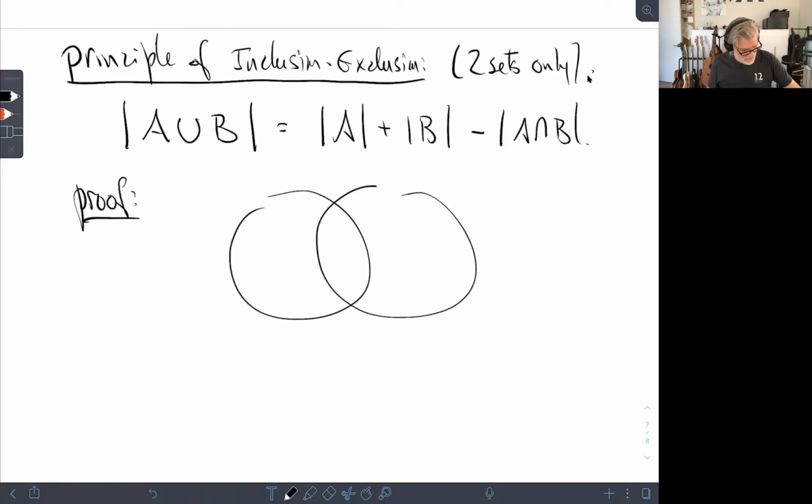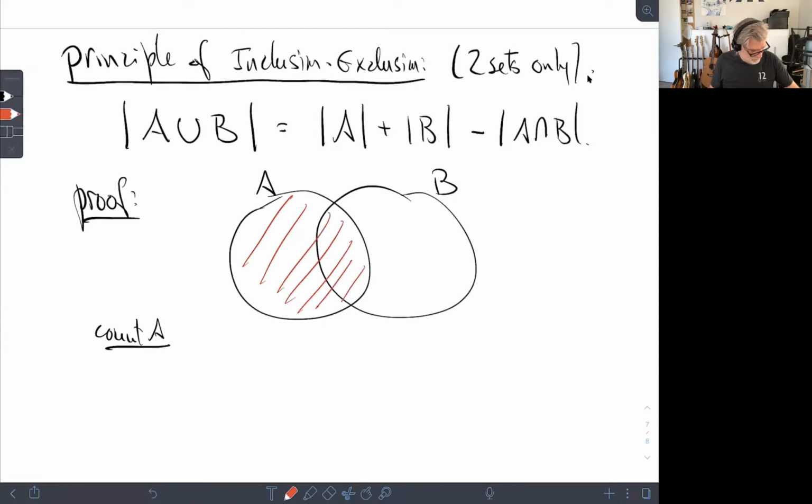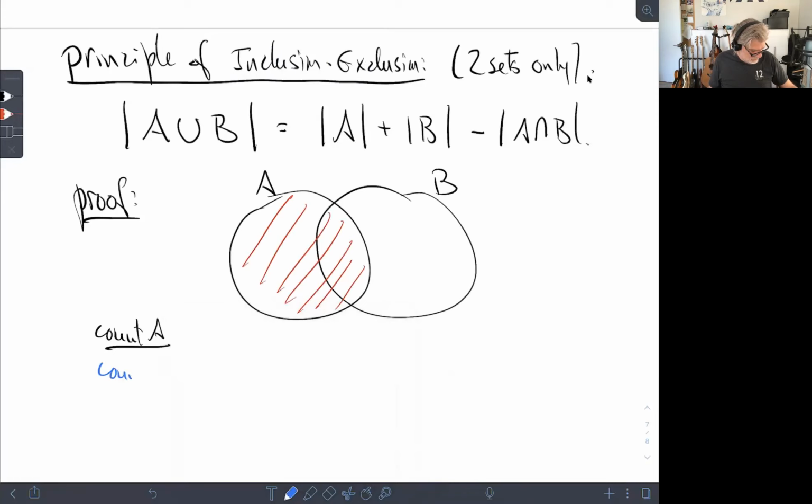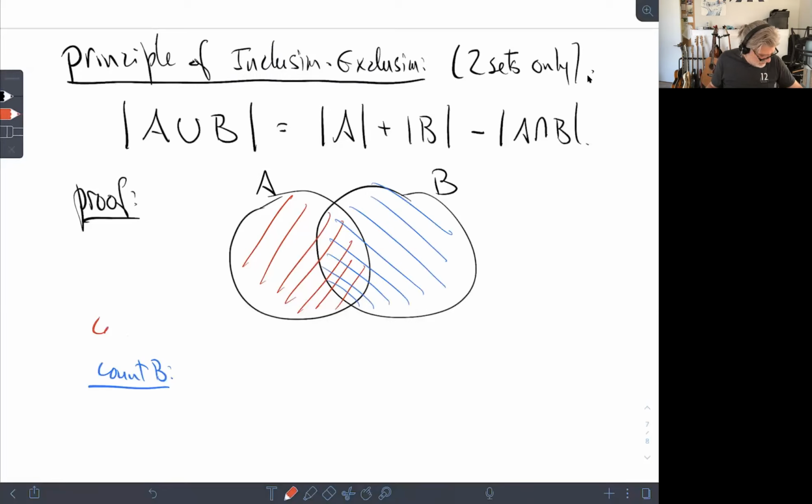Okay, here is the proof of this. So I have two sets, A and B, and I want to count the number of elements in A union B. So I start by counting A. I add up how many elements there are in A. And then I count B. Let's make it logical.